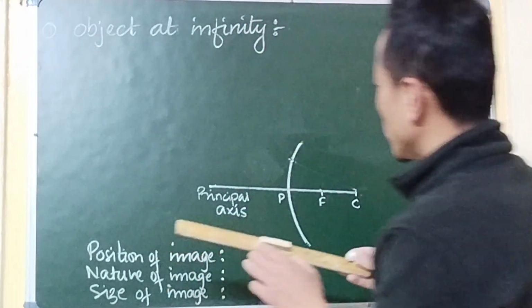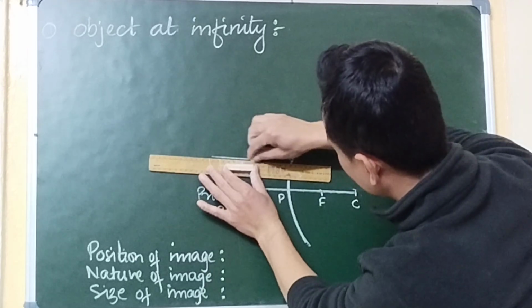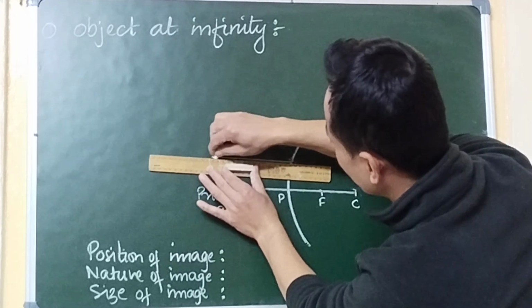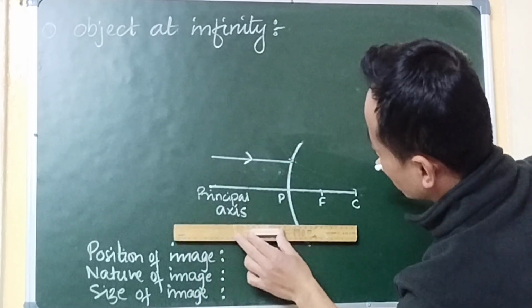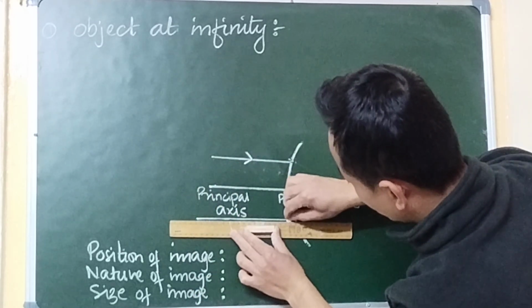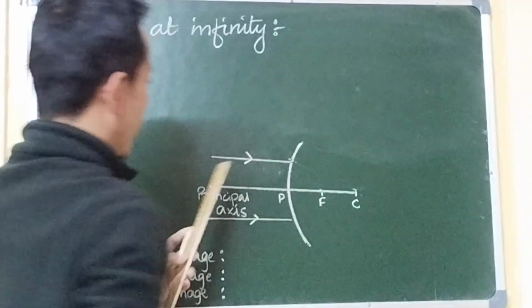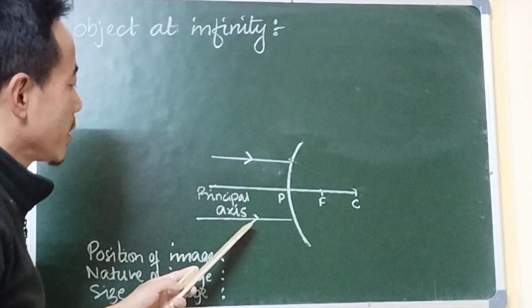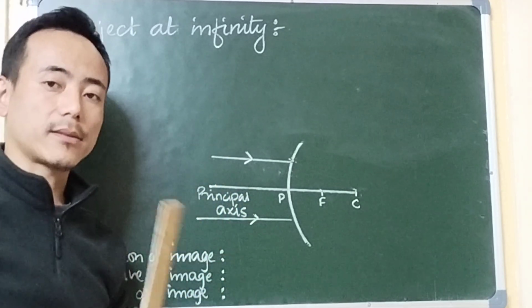So let's draw the incident rays first. We can consider two incident rays, and these incident rays will be parallel with the principal axis. The simple reason is because our object is at infinity. So here in the diagram, you can see that we have drawn two incident rays, and these incident rays are parallel with our principal axis.